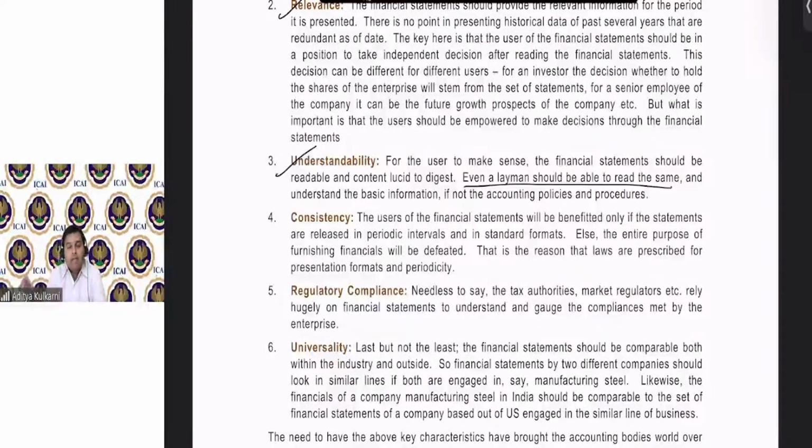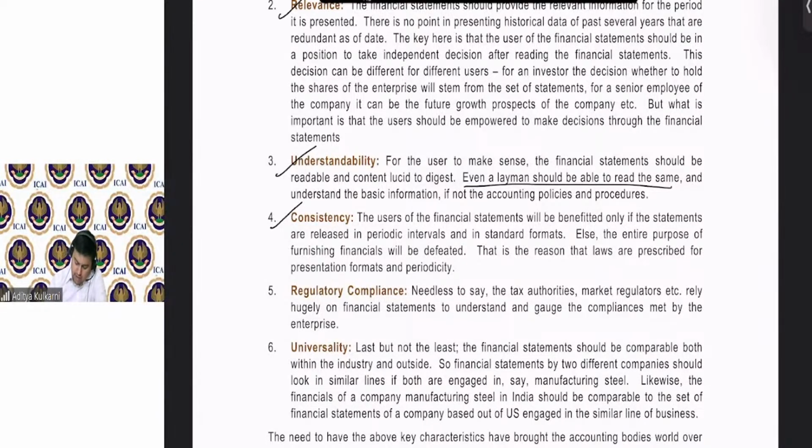It is the complexities which are involved. So therefore, making the financial statements understandable is definitely required. But the fact is there are so many complexities that a layman may be able to read, but he will definitely not be able to comprehend the financial statements.